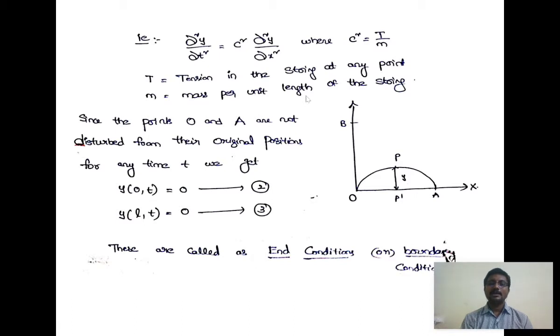Since the points O and A are not disturbed from their original positions for any time t, we will have end conditions. The end conditions are y of 0 comma t is 0 and y of L comma t is also 0. These two conditions are known as boundary conditions or end conditions.